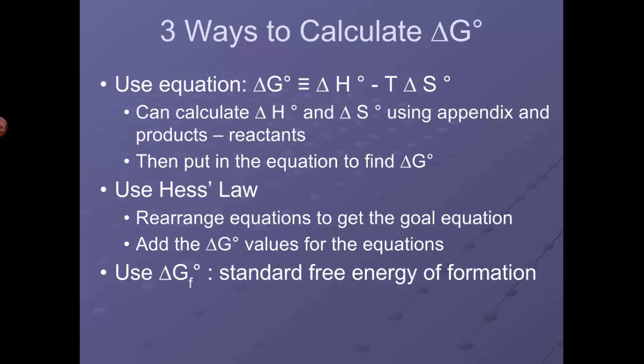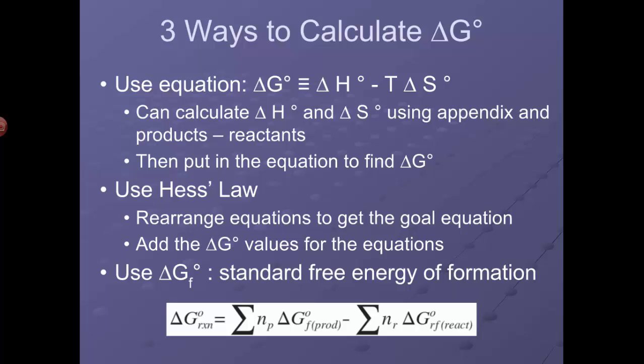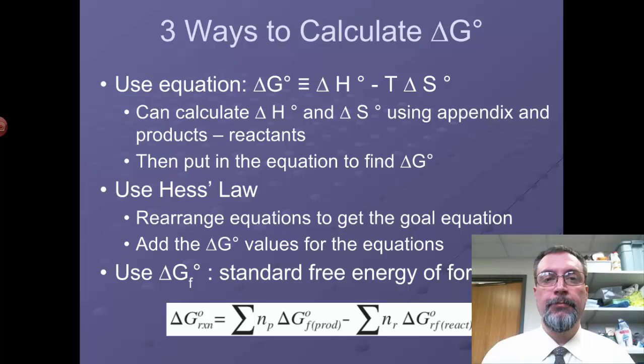The third thing you can do is you'll notice in Appendix 4, there's a column that says delta G of formation. Those are the standard free energy of formation values for each substance. And we can use them just like the enthalpy of formation values. We can do the products minus reactants, add them up, and we can get the delta G for the reaction that way. So depending on what data you're given, you may have to use one, or sometimes you can use more than one of these. But usually a problem will give you the data so that it forces you to use one of these three ways.